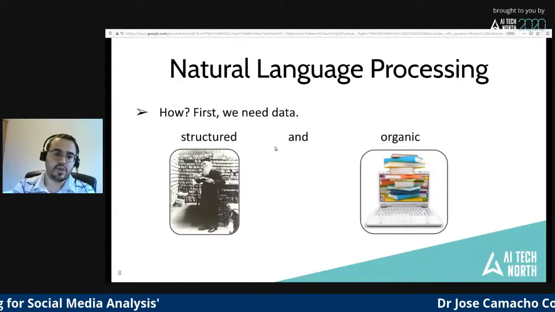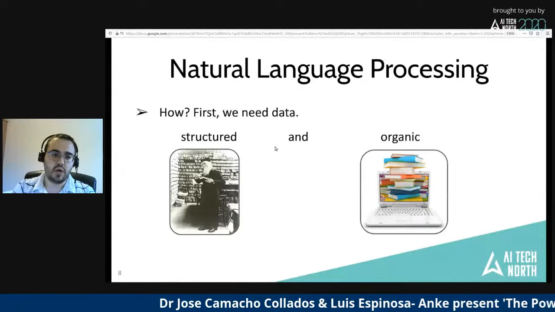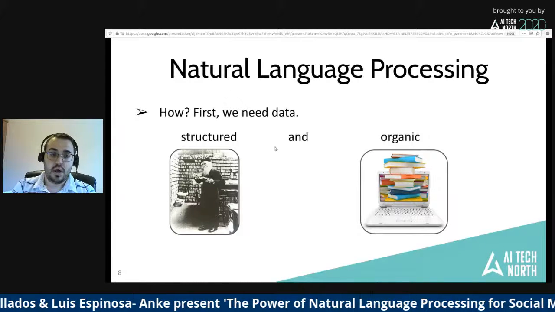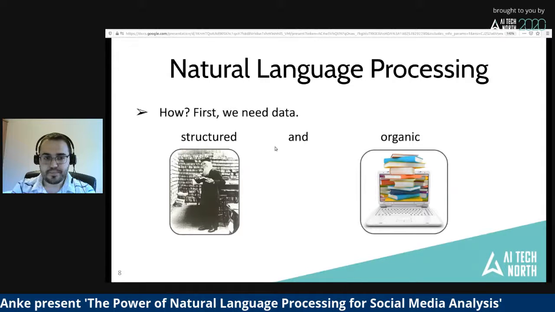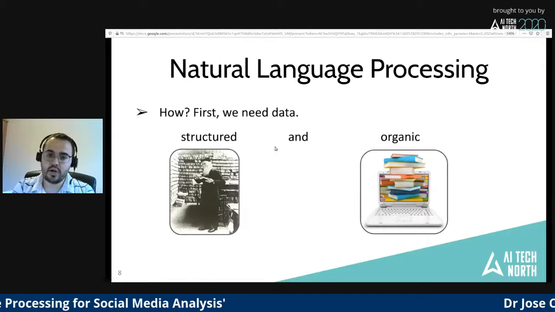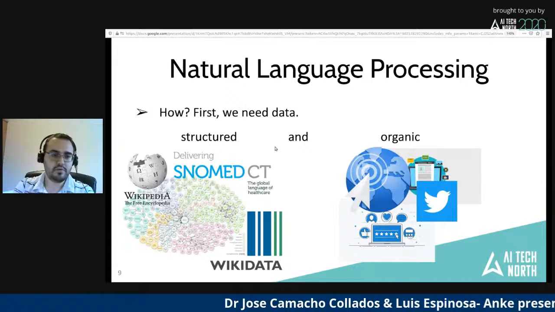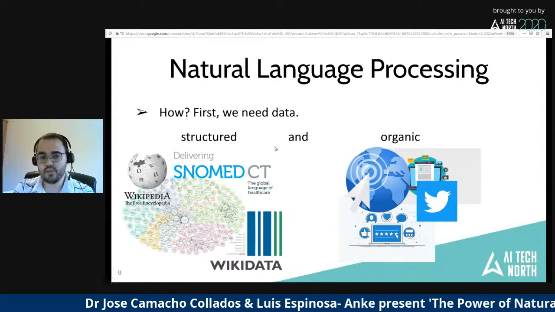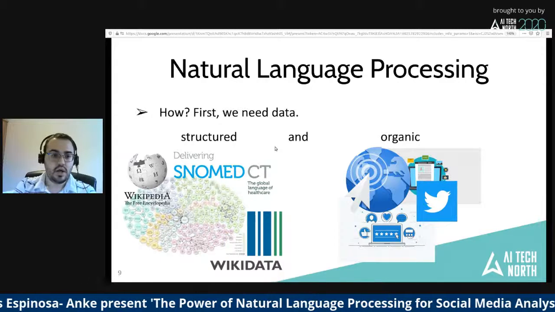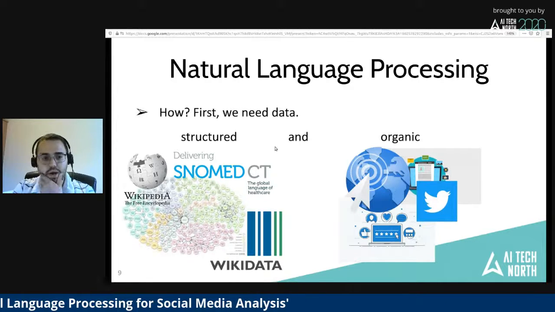So first, how NLP works. This is very reduced, very simplified, but basically we need data. And that's not a problem nowadays because, as I was mentioning, it's growing over time. But there are two types of data. First is structured, and then organic, what we can find on the web, where things are not that structured. So what does it look like? The structured data is similar to the talk before. It's like knowledge graphs. You can find them in Wikipedia, Wikidata, other more domain specific ones, like in health, SNOMED, and things like that, where you have a lot of information in a structured manner.